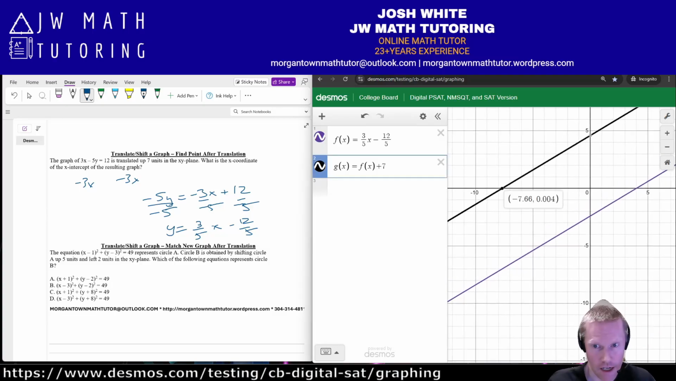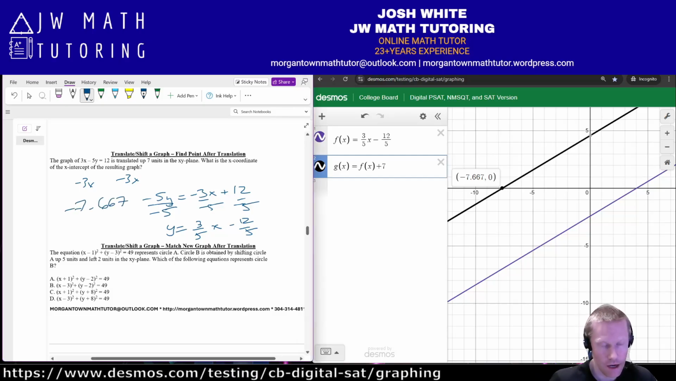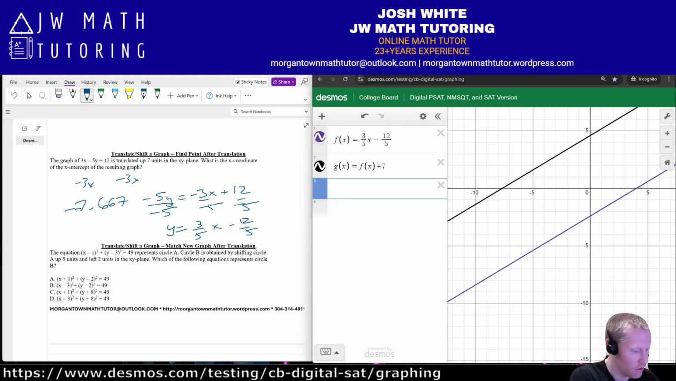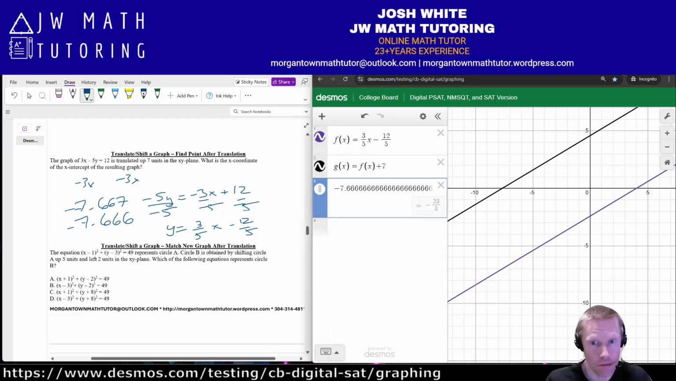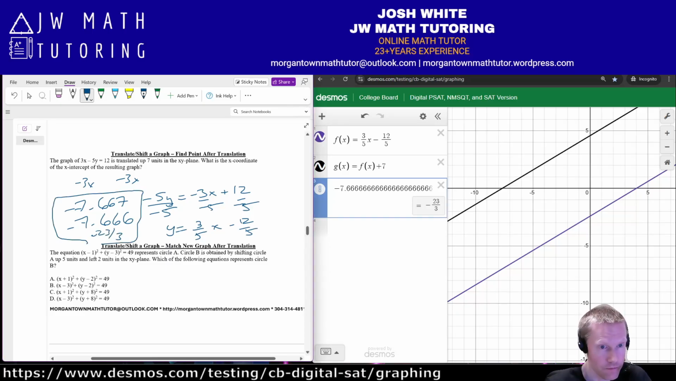Okay, so looking at the black line here, that's the translated function. I get -7.667. Now, if you recognize, really what's happening here is it's -7.6 repeating. So acceptable answers for this problem technically would also be -7.666, basically truncating the decimal, or the fraction form, which is -23/3. Either of those would be acceptable as well.